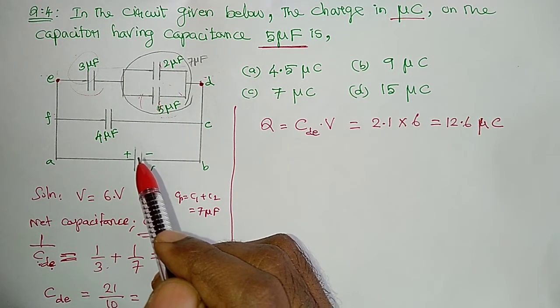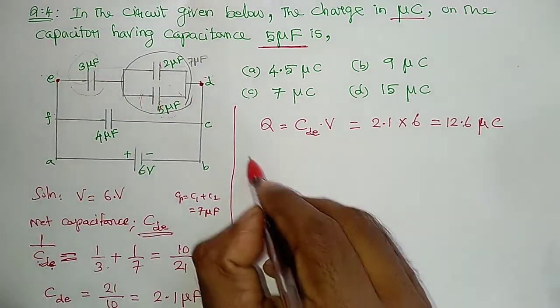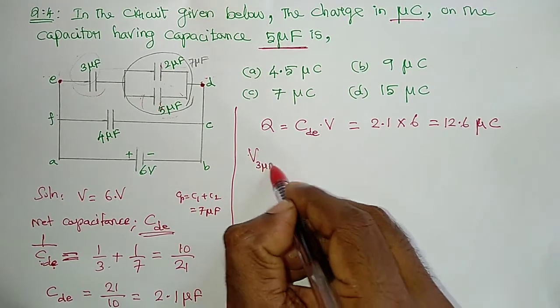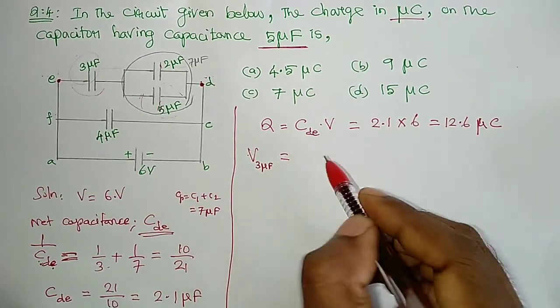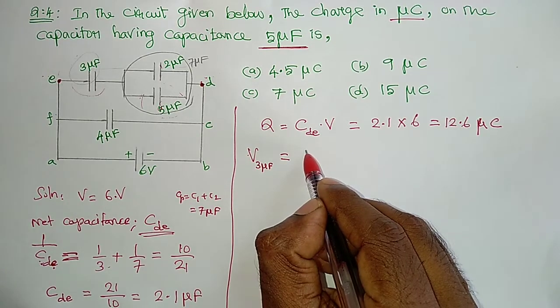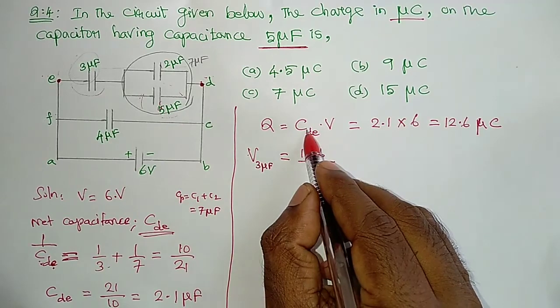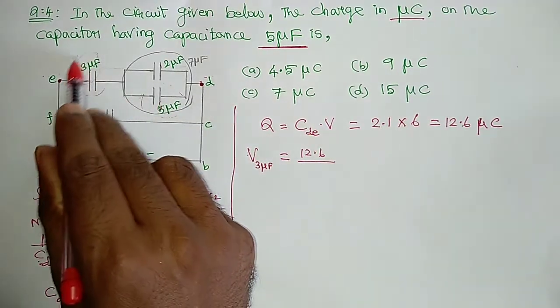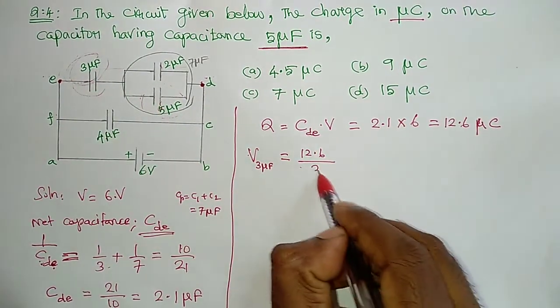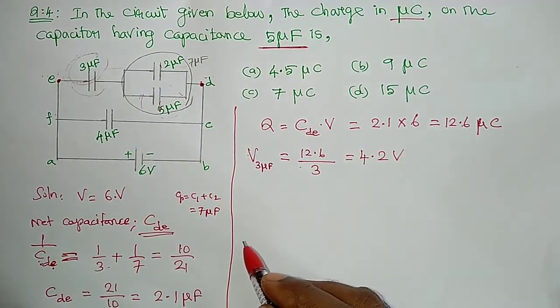You understand? So first we have to calculate the potential drop across the 3 microfarad capacitance. So V is equal to Q by C. What is the value of Q? 12.6 divided by the C value 3 microfarad. So 12.6 divided by 3 is equal to 4.2 volt.